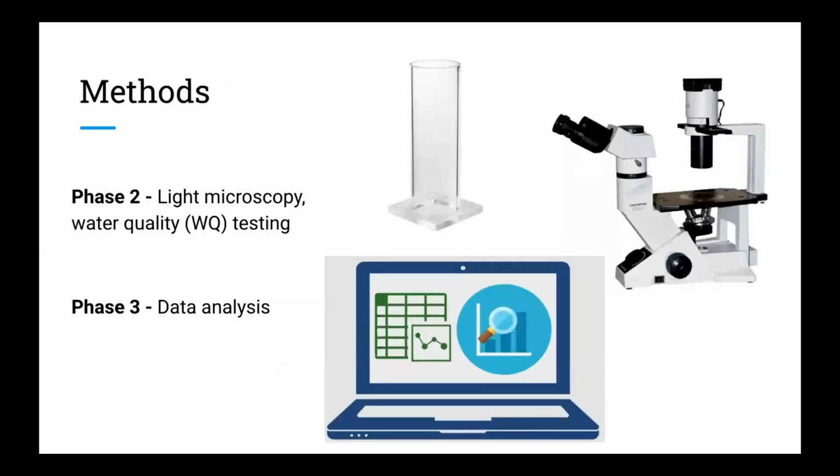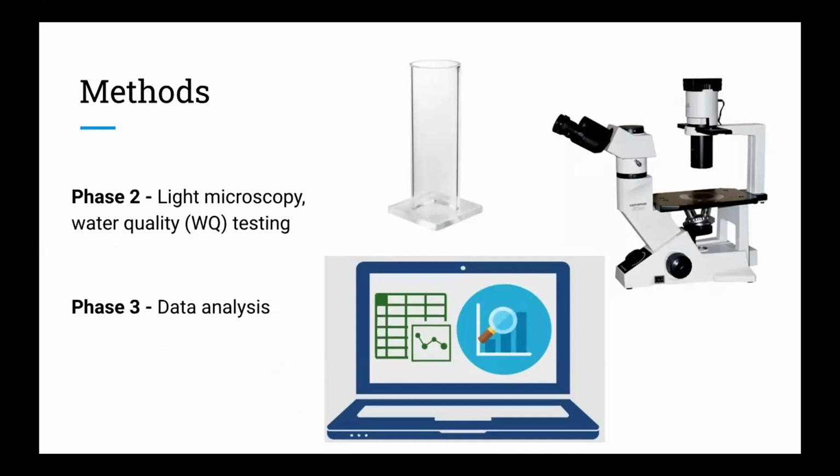So moving into phase 2 of the project, phase 2 happened back at the Center for Applied Aquatic Ecology. And as soon as I would return from a sampling day, I would hand my samples over to the wonderful ladies in the water quality lab, and they ran tests and quantified nutrient data for me.